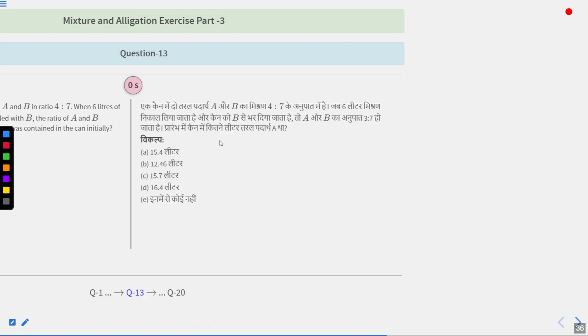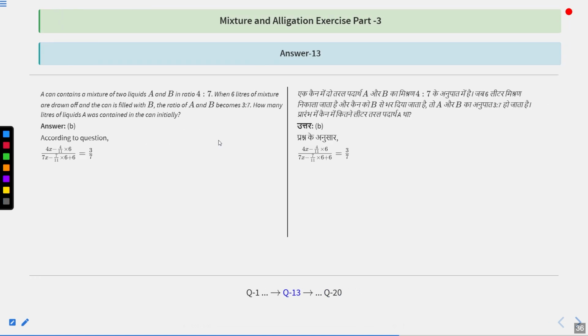Now time's up. Let's see the solution. Now we are using the alligation formula. The question says that can A contains a mixture of two liquids A and B in ratio 4:7. So we can say that the total quantity in can 1 is 11, in which A is 4 units and B is 7 units.